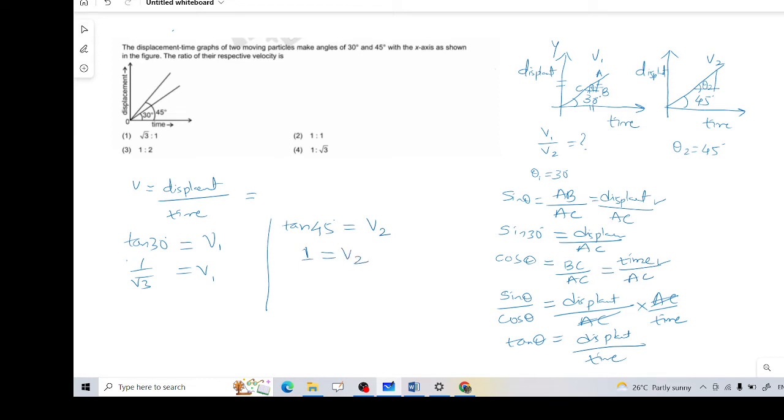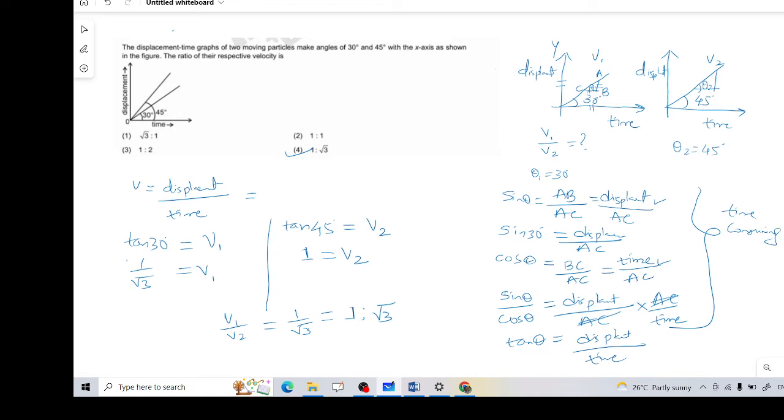If I take the ratio of these two, V1 by V2, what I will get is 1 divided by root 3 divided by 1. So that is nothing but 1 is to root 3. So this is the second option. So these are all time consuming processes.